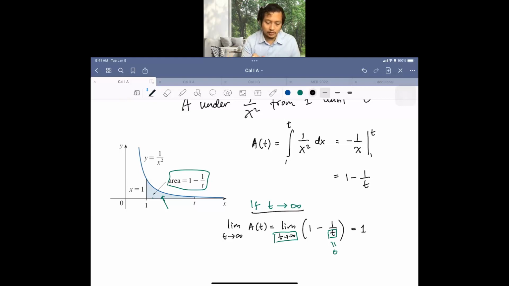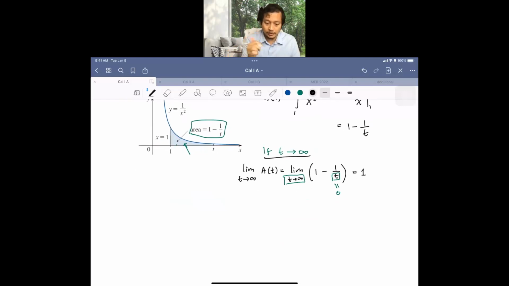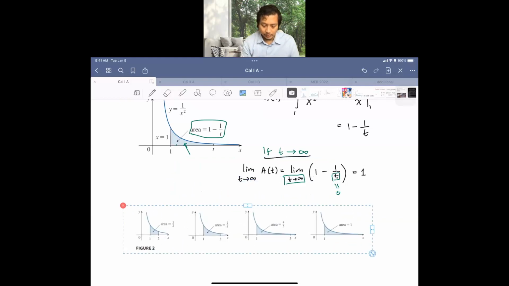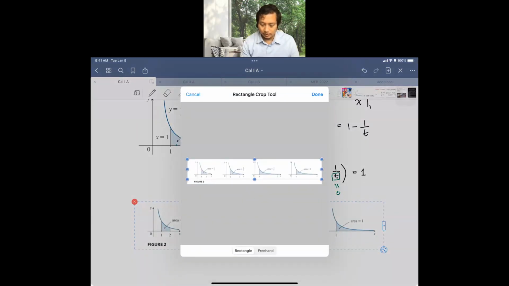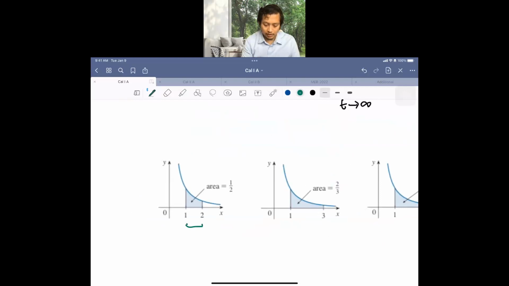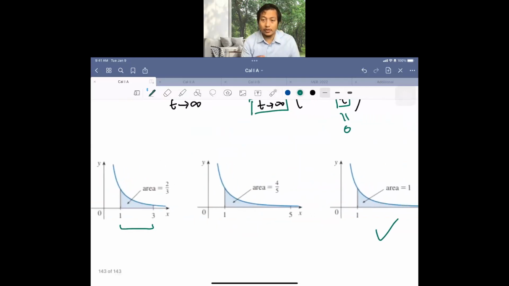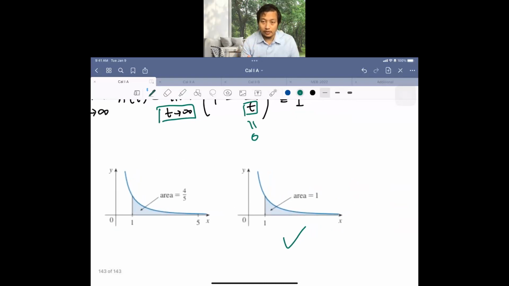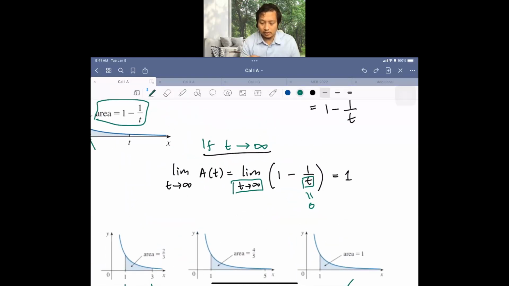No matter what, when you increase t, getting larger and larger, the amount of the area is going to be just 1. From 1 to 2, it's a half. From 1 to 3, it's 2 over 3. Then 4 over 5, and it keeps increasing. When t is getting larger, approaching infinity, your area is just 1. This is also confirmed by our calculation of the limit.